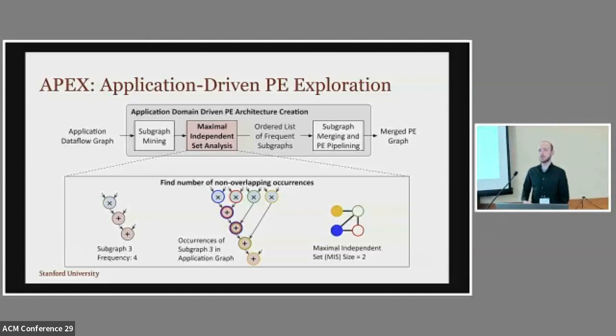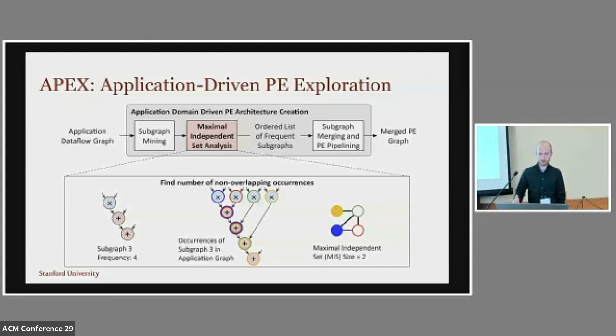This means that we can use 2 fully utilized PEs that implement this operation to accelerate our application. We can use this technique to pick out all of the interesting subgraphs within our application, eliminating those that have too many overlaps. From this step, we have an ordered list of frequent subgraphs, with the most interesting subgraphs at the beginning of the list. At this stage, we can start to think about how to actually generate a PE architecture from these graphs.